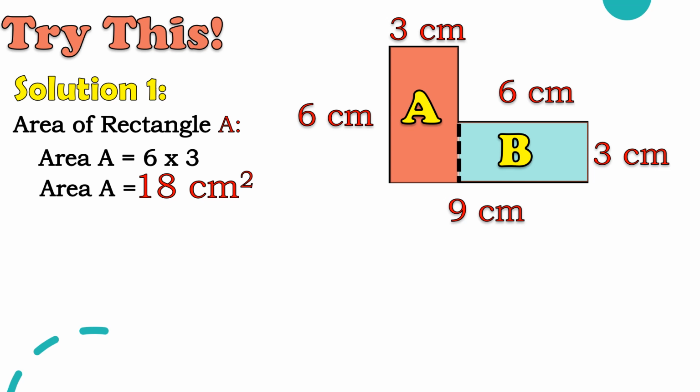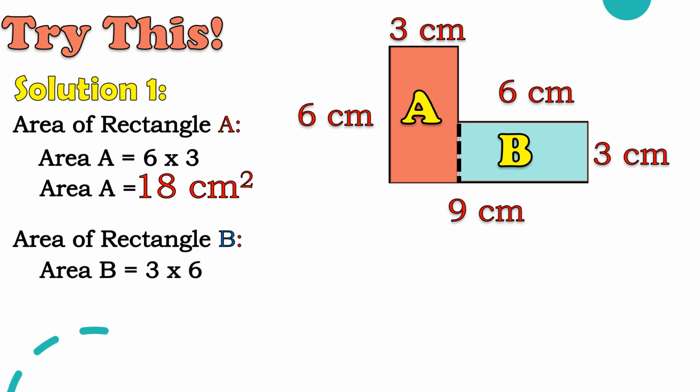Then, let's proceed to rectangle B. So, ang kanyang length ay 3 at ang kanyang width ay 6. Now, bakit hindi natin ginamit yung 9 na measurement sa ilalim? Hindi natin to ginamit since natanggal natin yung ibang portion ng 9. So, nakasama na ito sa rectangle A. So, ito ang kukunin natin na 6. Let's multiply. So, the area of rectangle B is 3 times 6 is 18 centimeter squared.